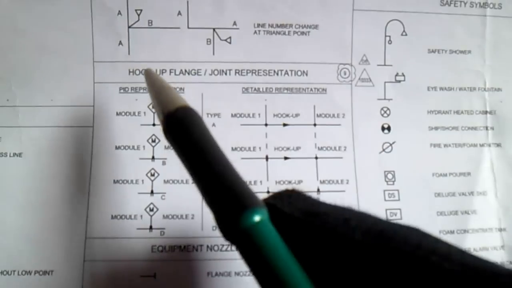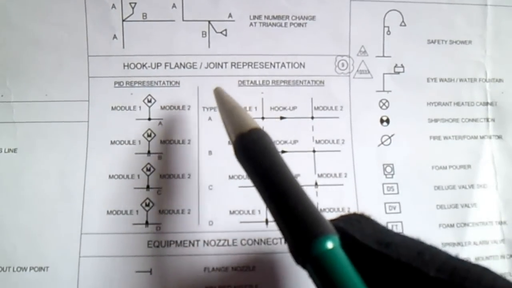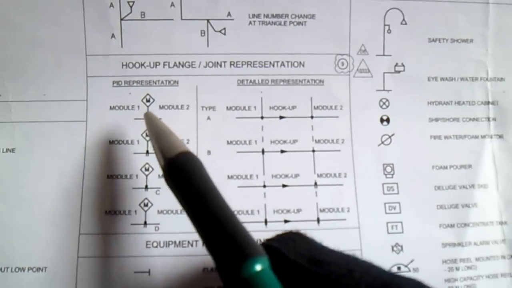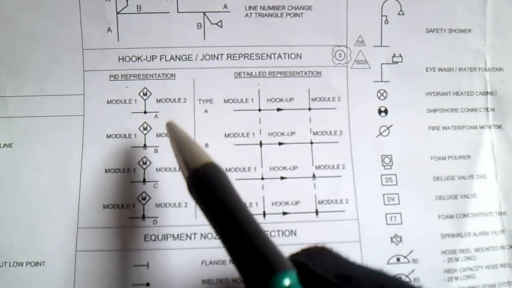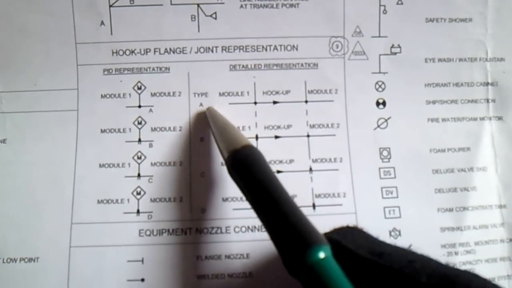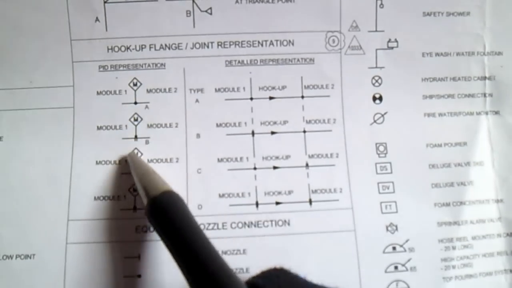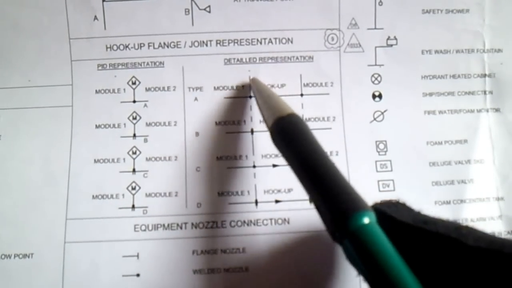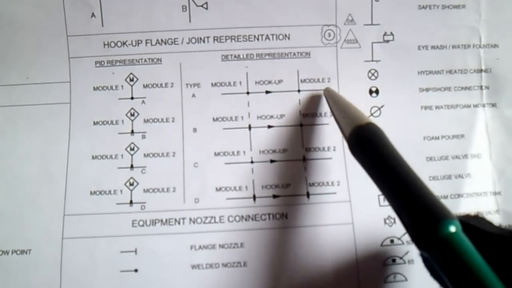Next is a hook up. This is a joint representation. This is a module to module. So module 1, module 2. This is an ID representation, and we have a detailed representation. Module hook up, module 2.